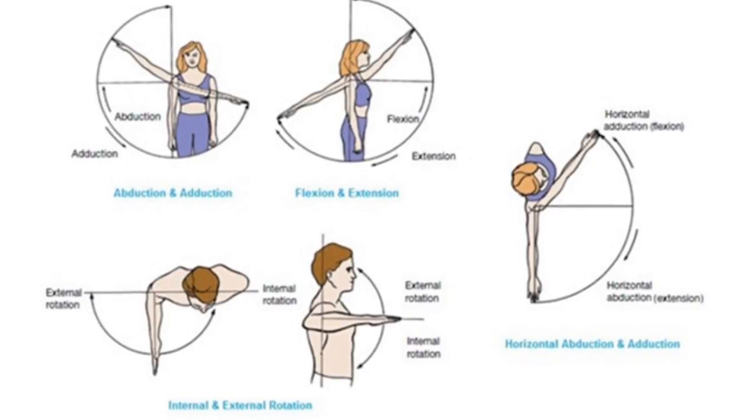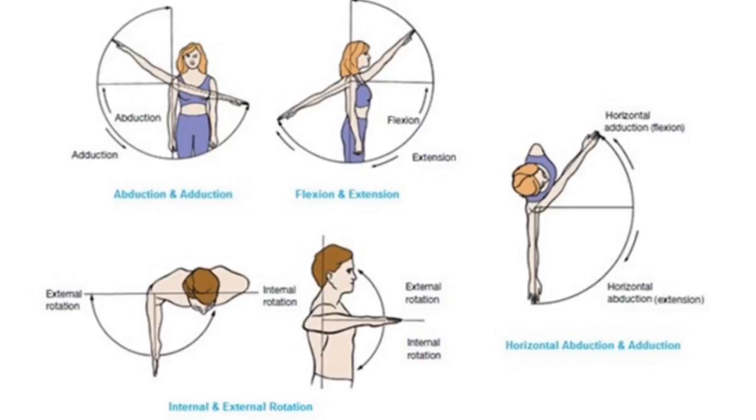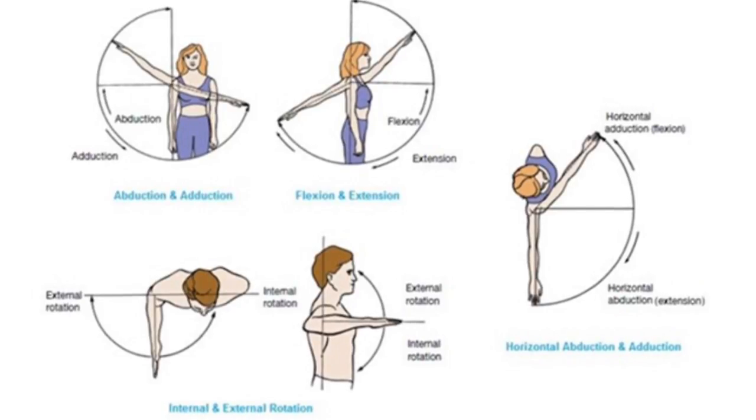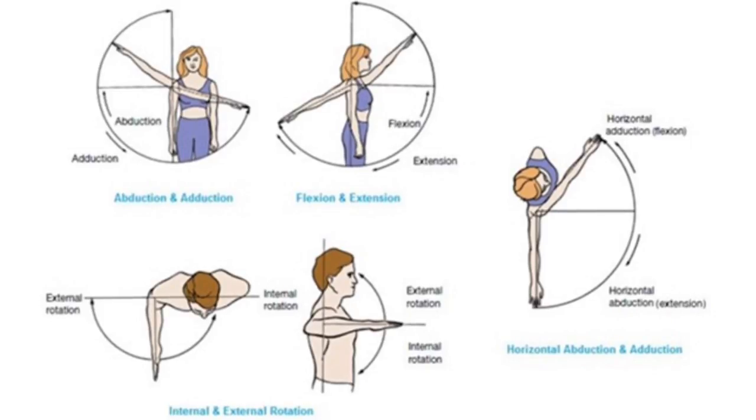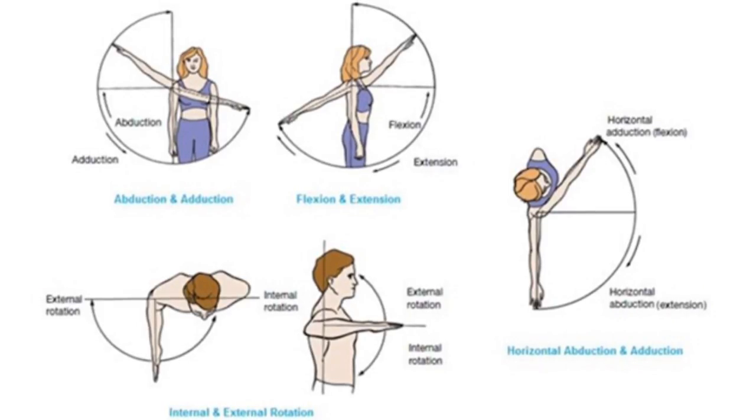Furthermore, let's talk about horizontal adduction. This is movement of the humerus on the glenoid in a medial direction, usually accompanied with some degree of shoulder flexion. Finally, let's talk about adduction.